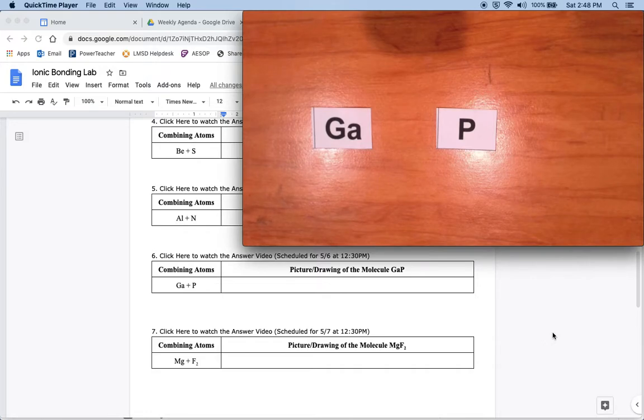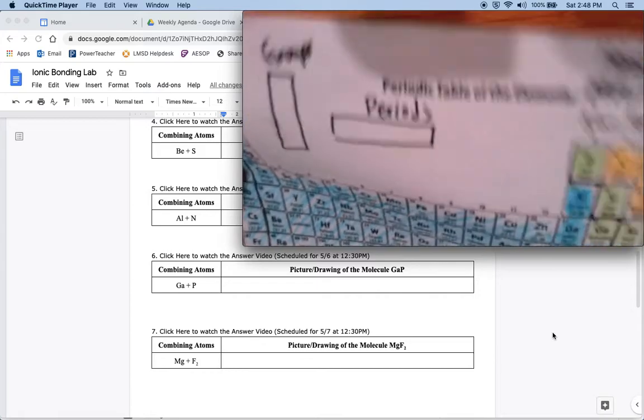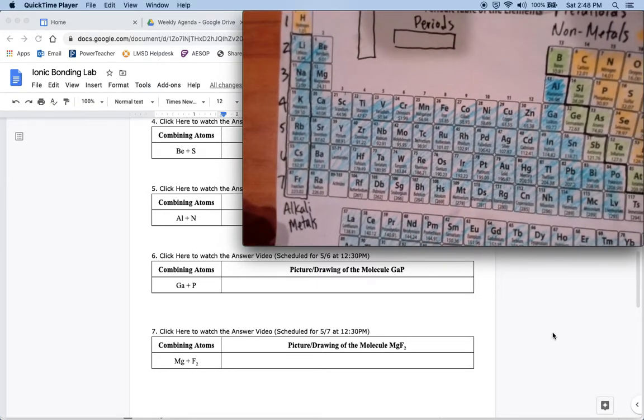All right, here's number 6. Gallium and phosphorus combining together. So let's talk about, first, let's look at our periodic table to look at our electron dot diagrams.